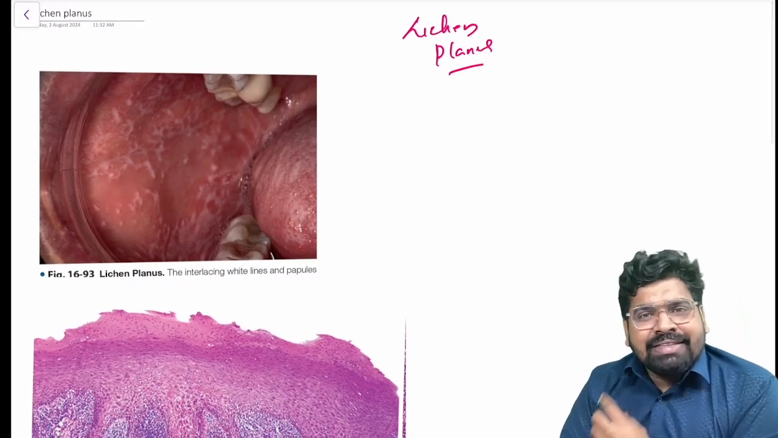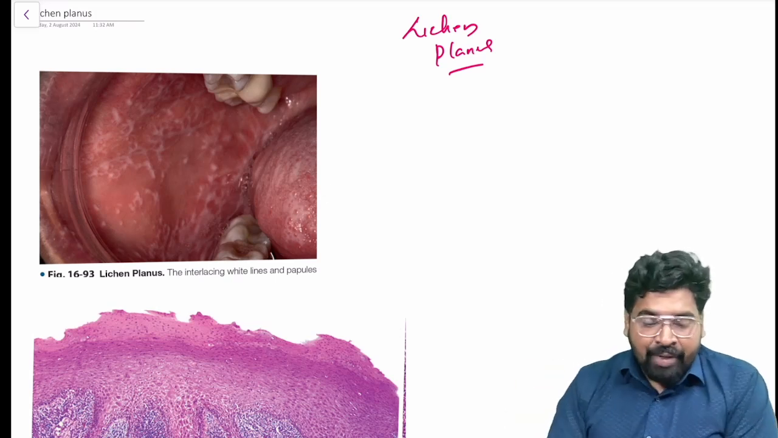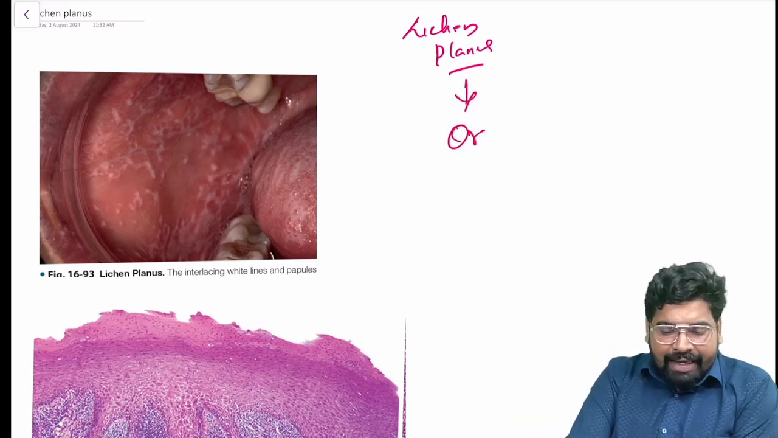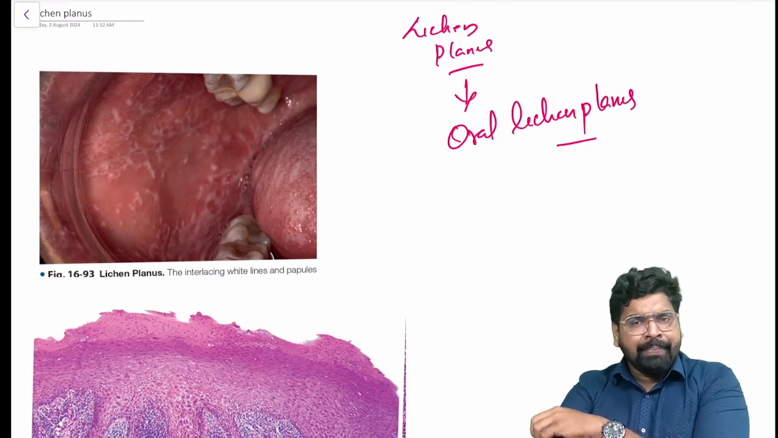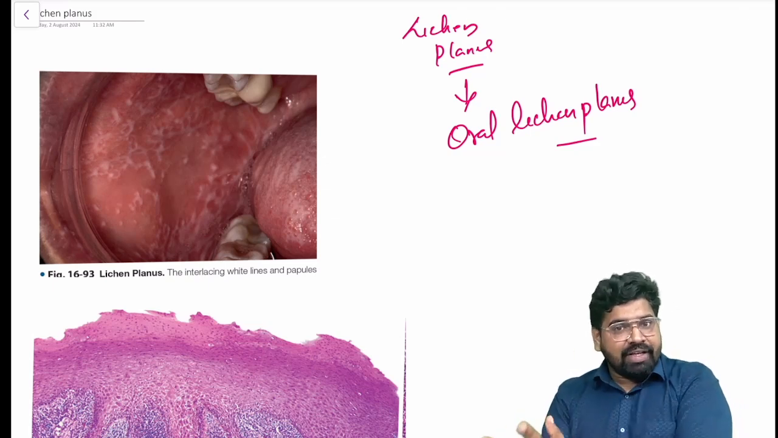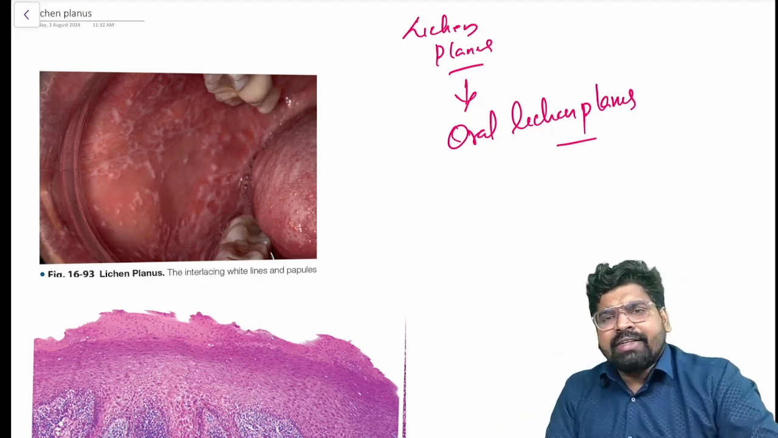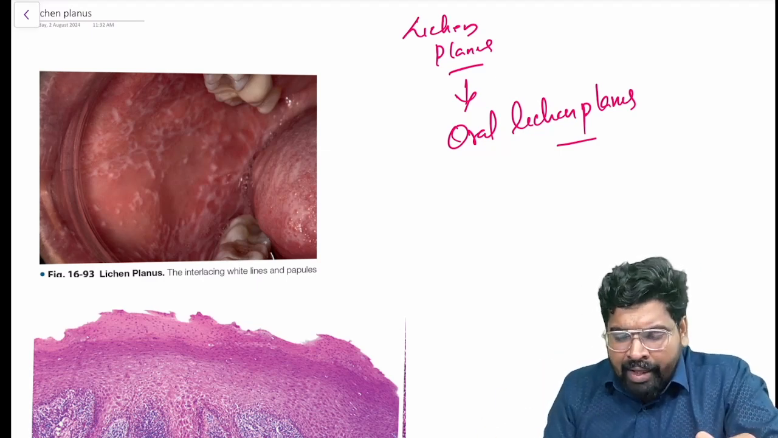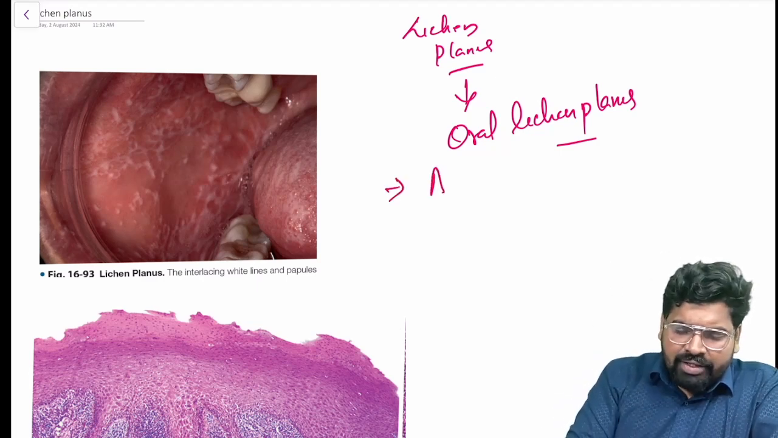Actually, lichen planus is a dermatological disease. It is a disease which affects your skin. So we should use the term oral lichen planus here. Lichen planus is something which comes on the skin, and the type of lichen planus that comes in the oral cavity is oral lichen planus. It is a dermatological disease, and it is an autoimmune disorder also.